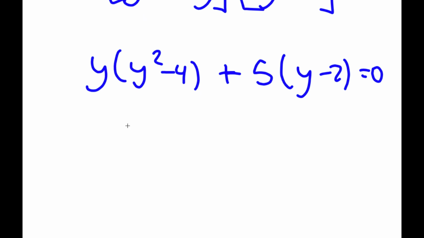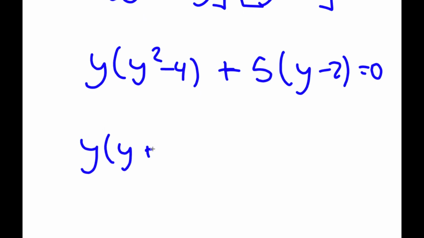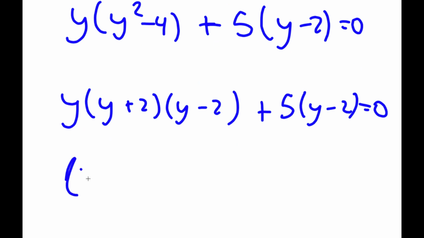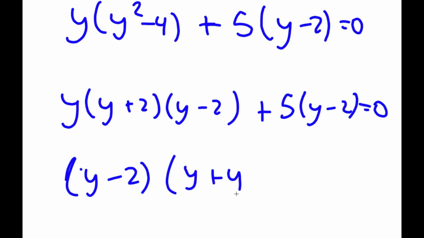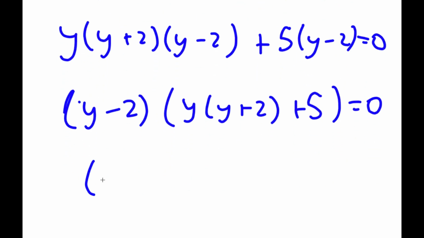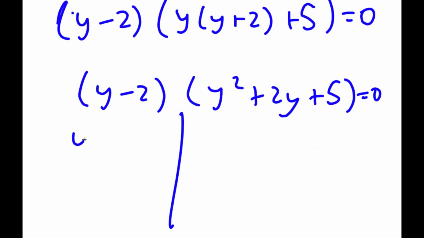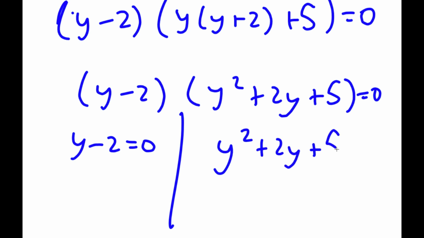Now, y squared minus 4, that's the same thing as y plus 2 times y minus 2. So I have y plus 2 times y minus 2 plus 5 times y minus 2 is equal to 0. And now if I factor out y minus 2, I get y minus 2 times y times y plus 2 plus 5 is equal to 0, which is equal to y minus 2 times y squared plus 2y plus 5 is equal to 0. So now this gives me two equations. y minus 2 is equal to 0, and y squared plus 2y plus 5 is equal to 0.